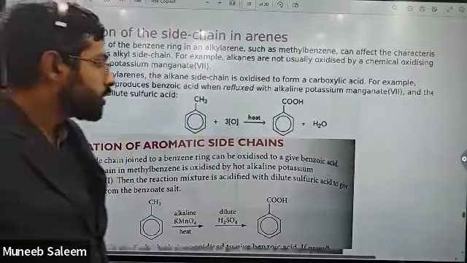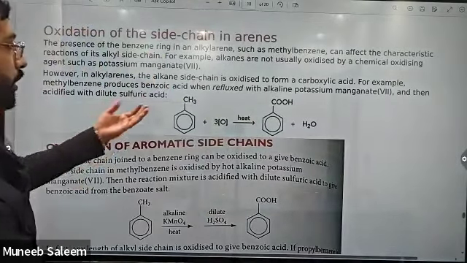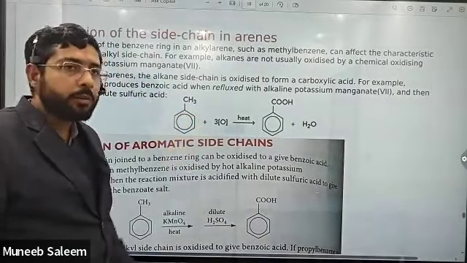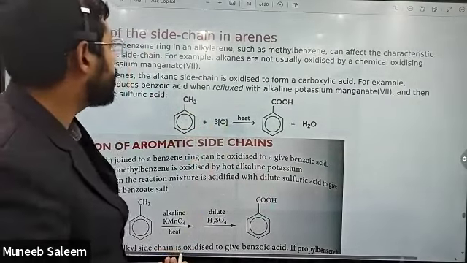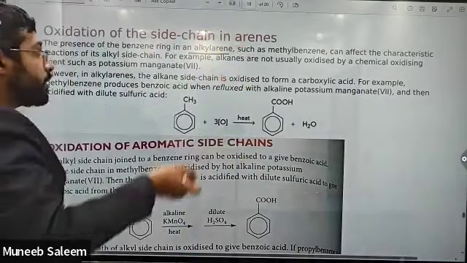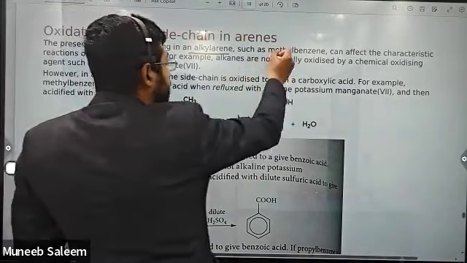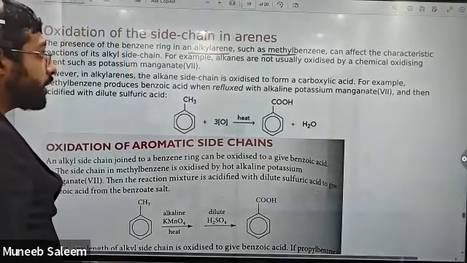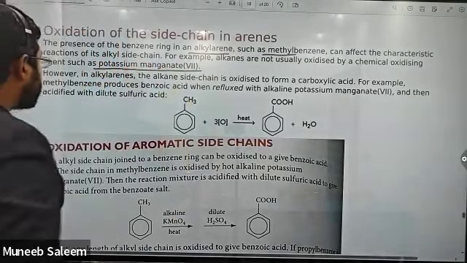Now the next topic is the oxidation of the side chains. We have the benzene compounds in which there is some alkyl group already attached. So it is an alkyl benzene, or we call them alkyl arene. You can use the word alkyl benzene or alkyl arene. And in this case, the alkyl part is a methyl. Now this methyl can be reacted with the oxidizing agent. So the oxidizing agent here is potassium manganate(VII).